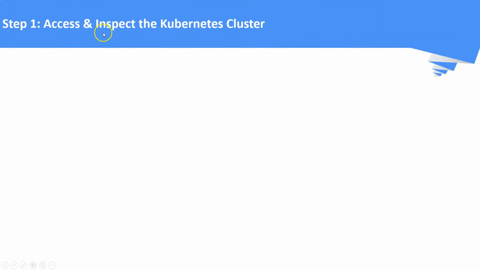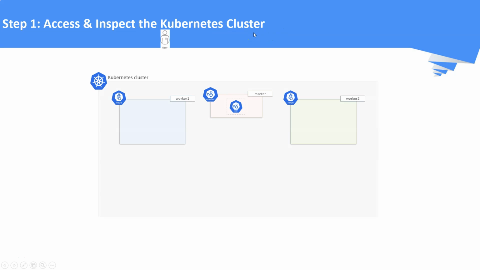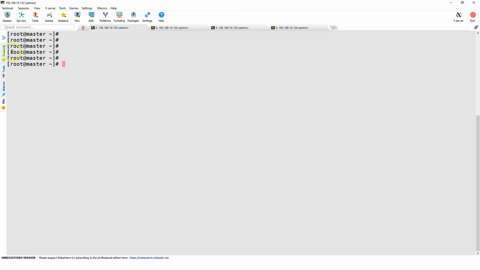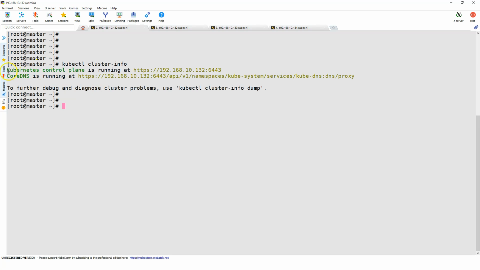Step number 1. Access and inspect the Kubernetes cluster. Access the Kubernetes cluster using kubectl utility and check if the Kubernetes cluster is running properly. This is the master machine where we have installed the kubectl utility and connected to the Kubernetes cluster. The kubectl cluster-info command gives the details of your cluster.